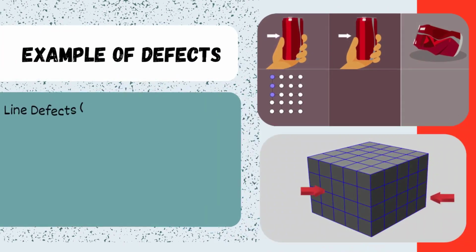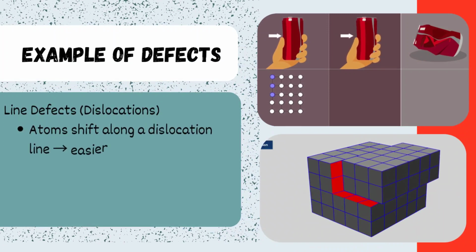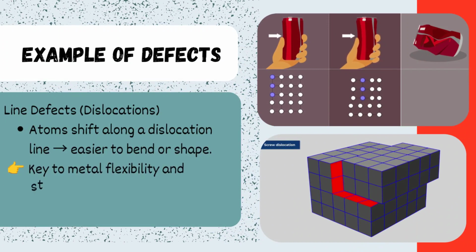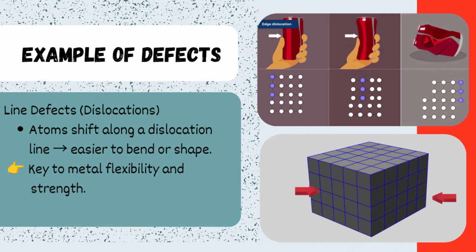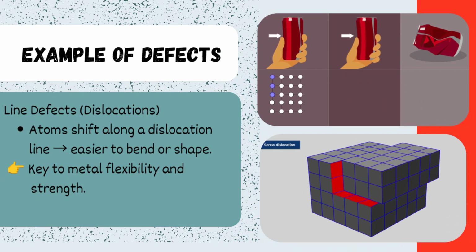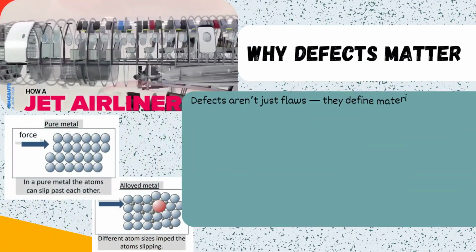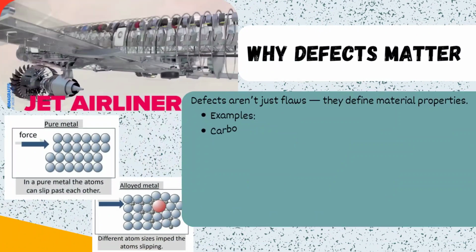So let's move on to dislocations, which are line defects. These are super important because they explain how materials deform when we apply force. Basically, instead of all the atoms moving at once, only a few layers move along a dislocation line. That's why metals can bend or stretch instead of breaking right away. So, if we can control the dislocations, we can control how strong or flexible a material is.